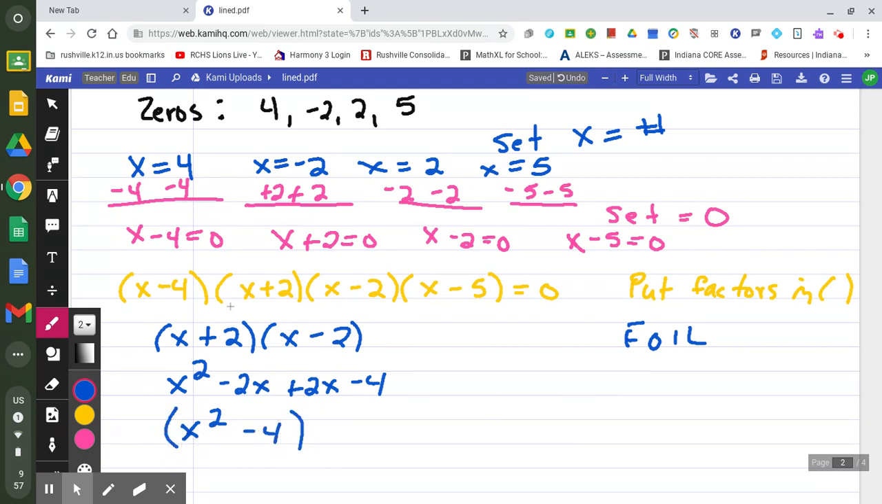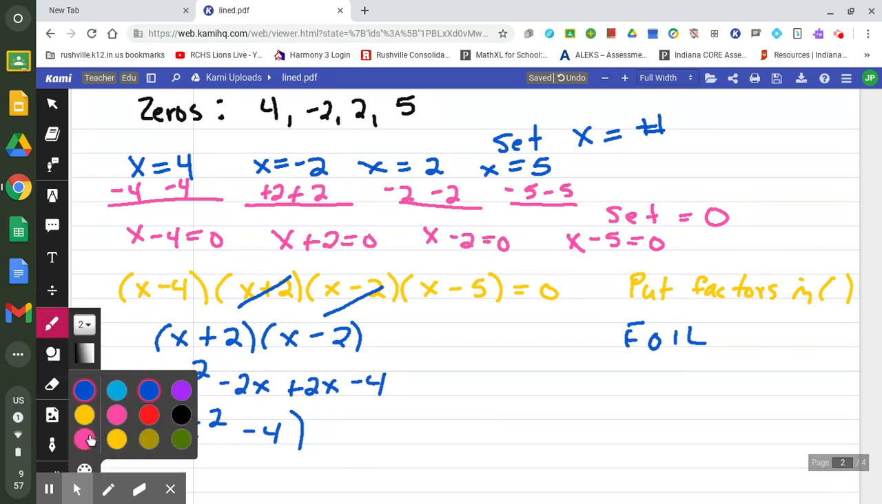So I've taken care of that one and that one. So now I just need to pick another one. So actually what I can do is now FOIL the other two.